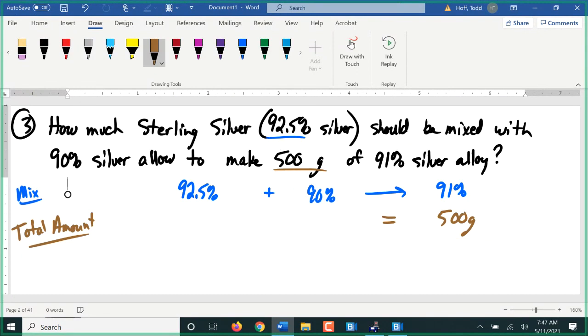So again, I need to define X to be the amount of one of my other ingredients. I'm going to let it be, again, the higher concentration, the higher percent. That means the amount of the other one is going to be my total of 500 minus X. And then finally, of course, I'm looking at the amount of the solute.